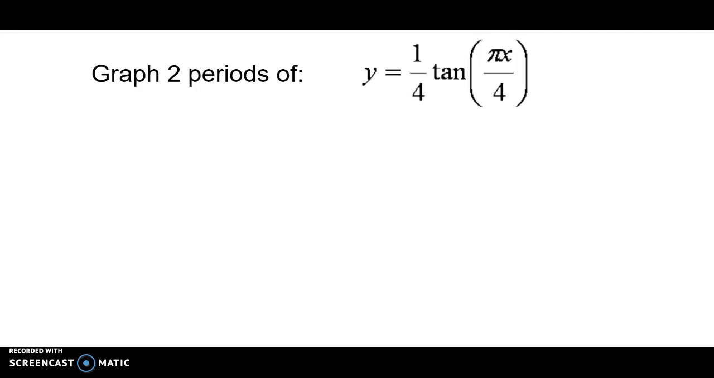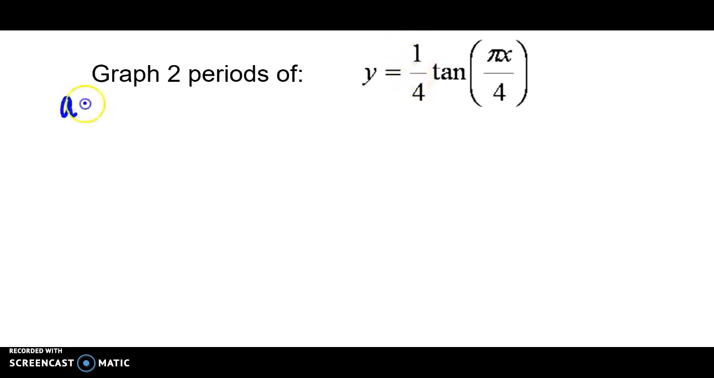All right, this is part 2 of graphing tangent and cotangent graphs. So our first example is going to be graphing two periods of the following equation, which is a tangent graph, and that's important to note because now we know in our heads what it should probably look like. So we're going to start by just identifying characteristics, just like we did with the sine and cosine graph. So let's start by figuring out, well, some things are easy to see.